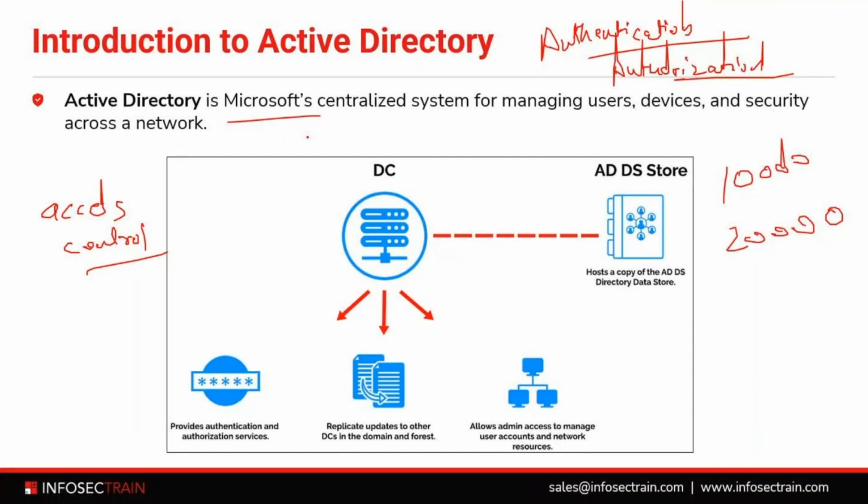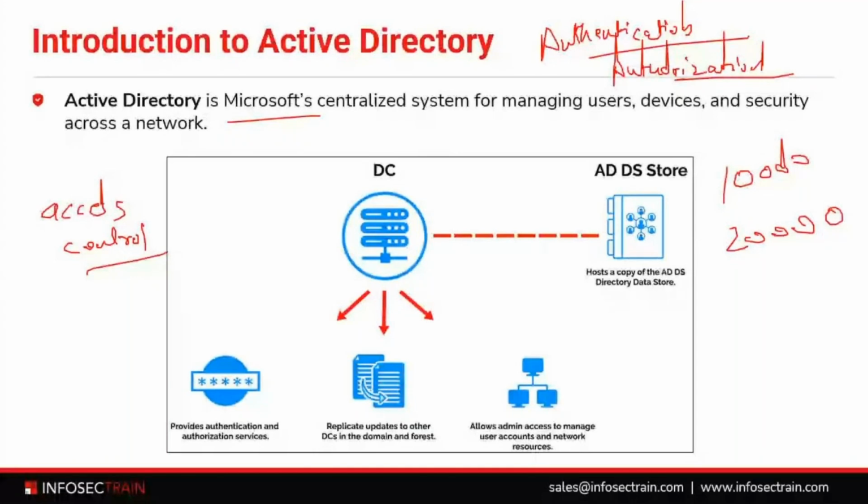Perfect. Now, one of the key advantages of Active Directory is its ability to authenticate users and grant them access to specific resources based on predefined policies. When a user logs into a system in the network, their credentials, username and password, are verified against the Active Directory database. If they are authenticated successfully, then they are granted access to files, applications, and services according to their assigned permissions.